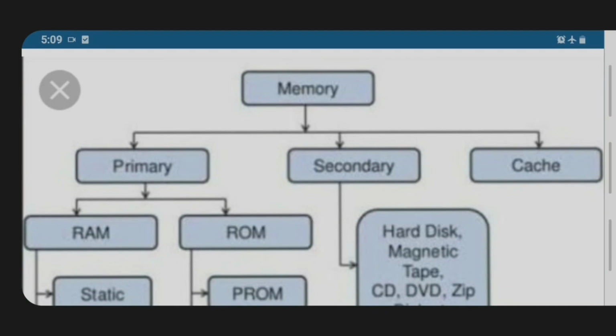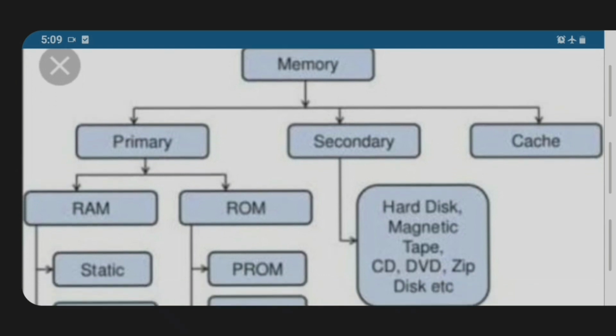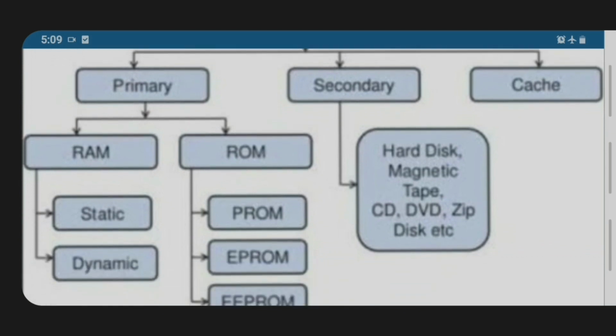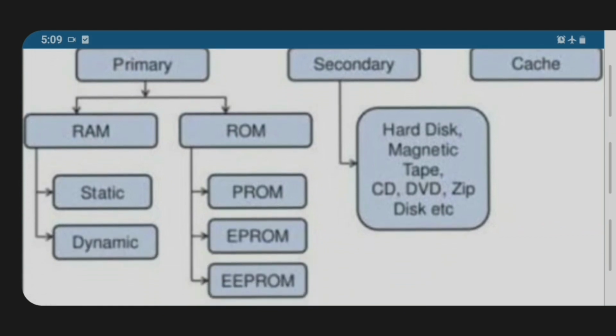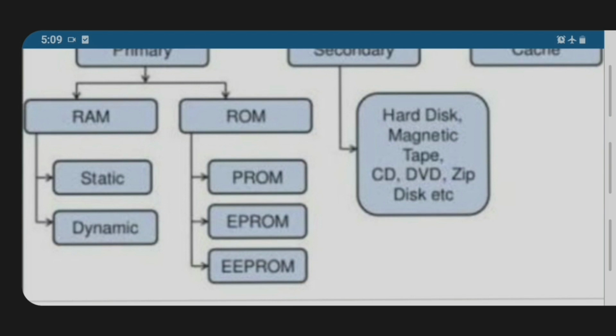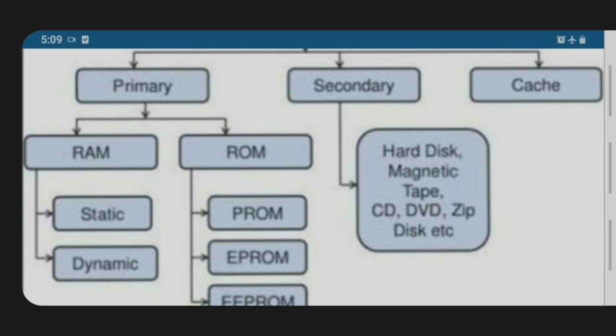As we have studied, the topics are primary memory, secondary memory and cache. Primary memory consists of RAM and ROM. As I told you, RAM is static and dynamic. The different types of ROM are ROM, EPROM and EEPROM. The secondary device types are hard disk, magnetic tape, CD, DVD, zip disk, etc. And one of the most important memories is cache. So these all are the types of memory.